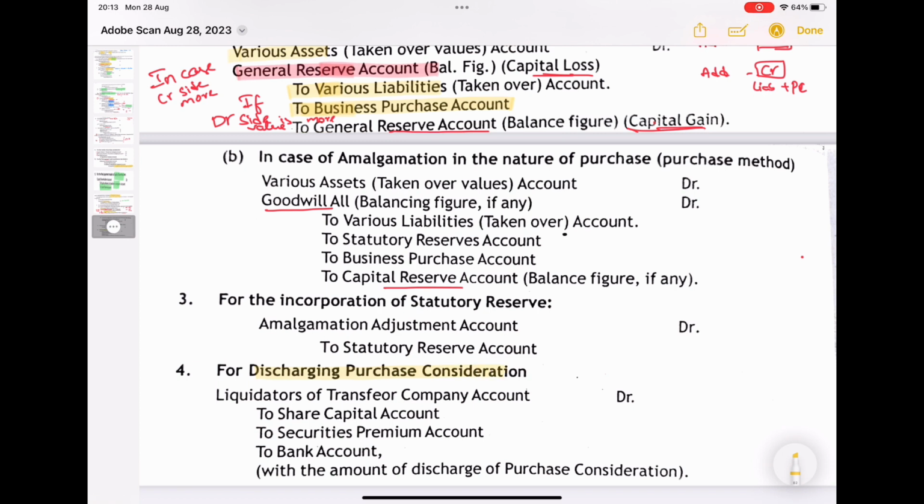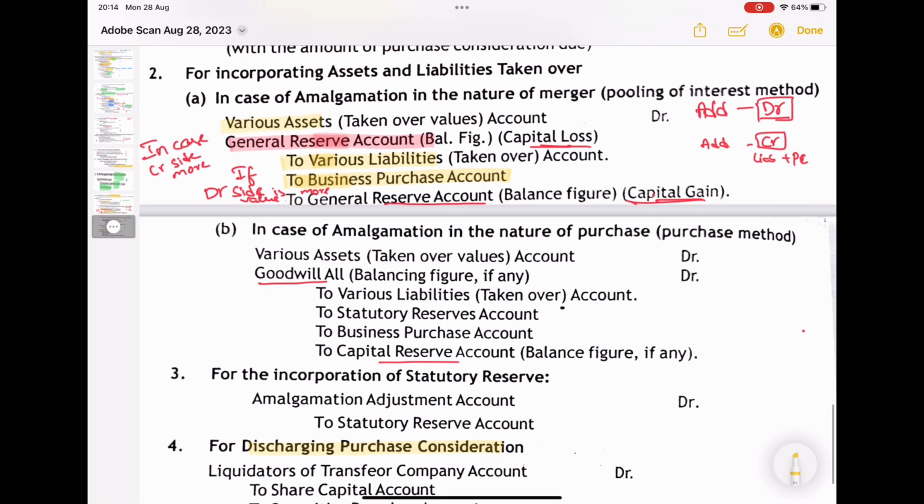Discharge of purchase consideration. Liquidators of transferor company account debit to share capital or securities premium or bank account. So how are we going to pay them the purchase consideration? They will clearly mention in the question. The company paid 3,000 equity shares at the value of so and so, and as cash 50,000, 70,000 they have paid in lump sum. So based on the question, we will pass the entries. Okay, these are the 4 entries.